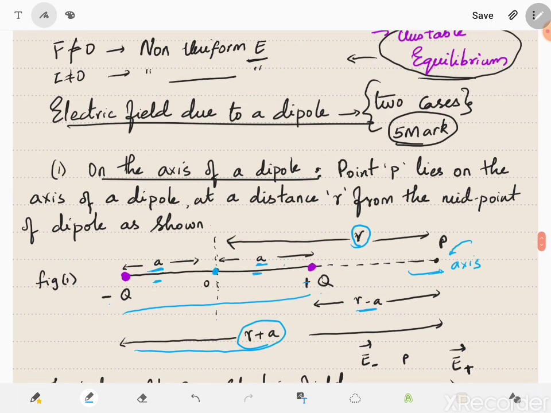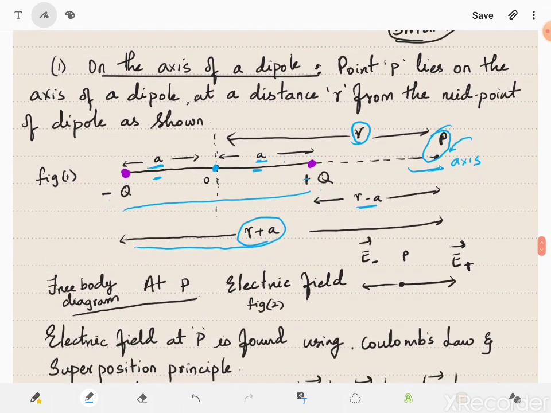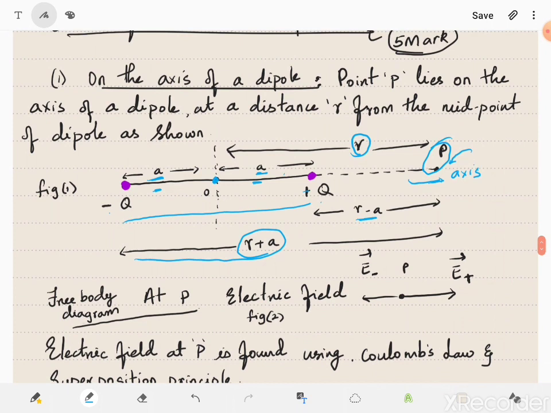Now, to find the net electric field at point P, we are going to use two principles. The first one is Coulomb's law, and then the superposition principle. Let us draw a free body diagram at point P and show the directions of these electric field vectors. At point P, as you can notice here, due to the positive charge q, the field, as we have already remarked, is going to be vectorially, radially outwards, which is shown here.